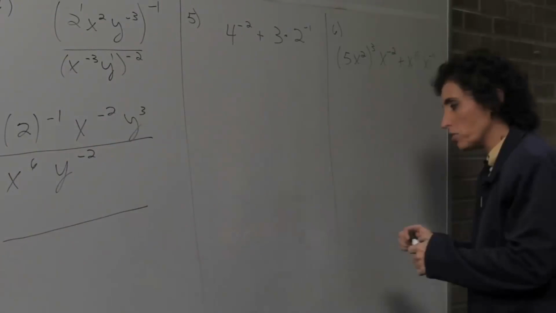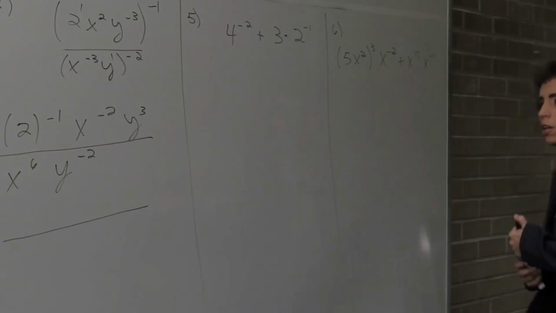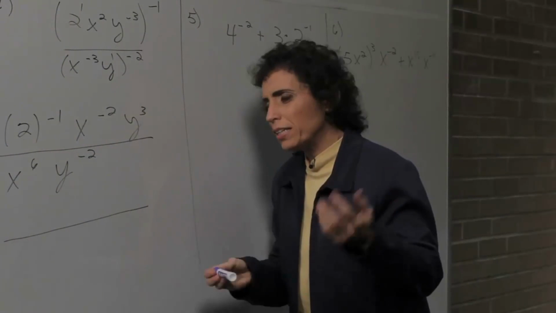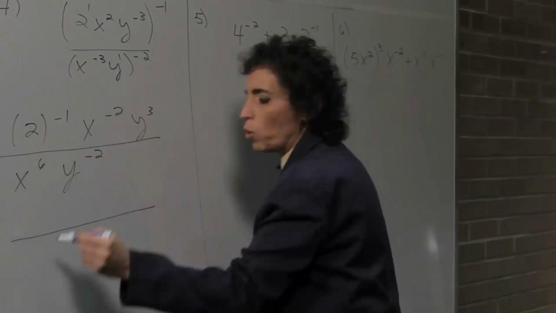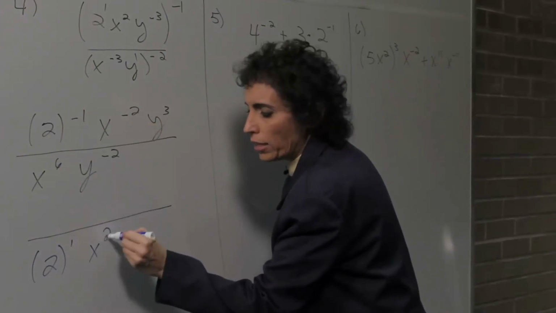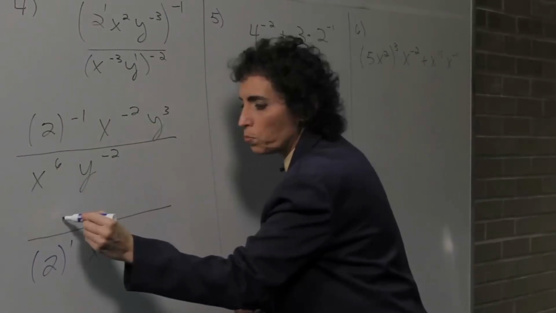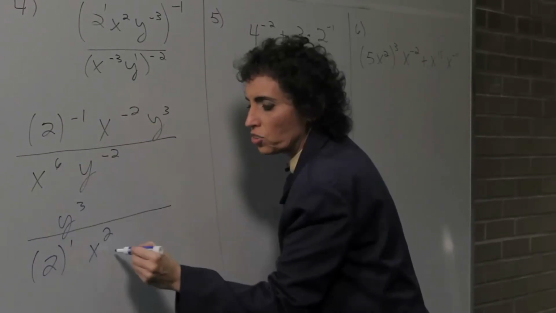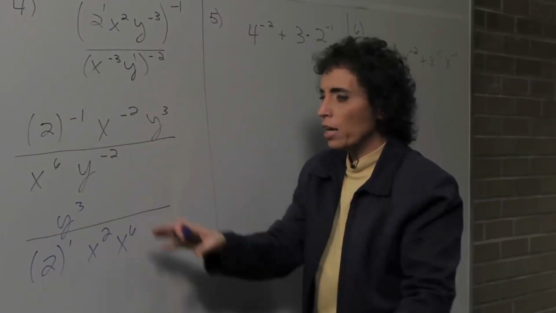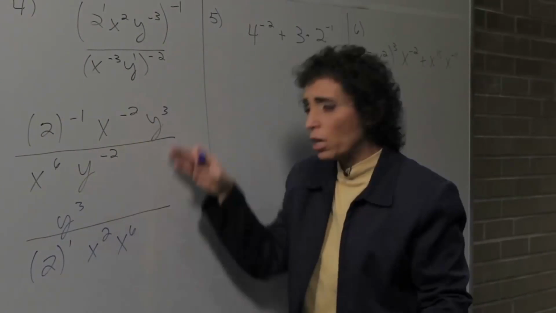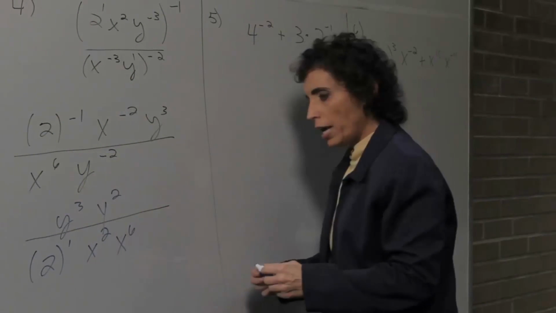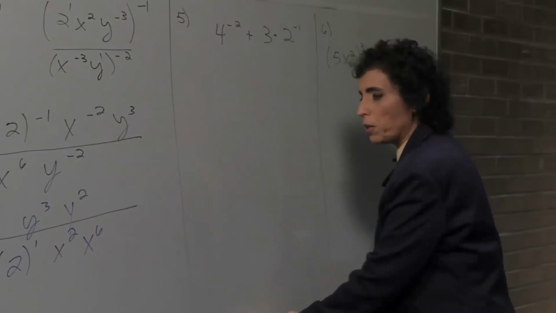I'm going to use a different color because it's getting kind of squishy. Okay, 2 to the negative 1 power. Squishy is not really a math term, but you can't squish stuff. 2 to the negative 1 power comes down, becomes 2 to the first. X to the negative 2, x squared comes down. Y cubed is positive, stays up. X to the sixth is positive, and it's on the bottom. Leave it there. Okay, y to the negative 2 is on the bottom. It needs to come to the top because it's got a negative exponent. So it's y squared.